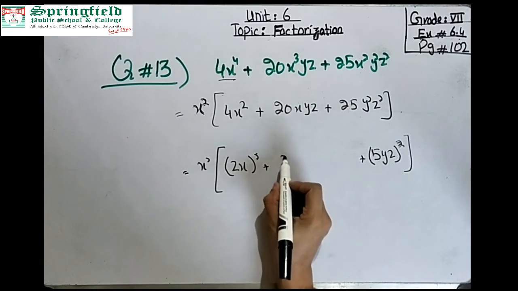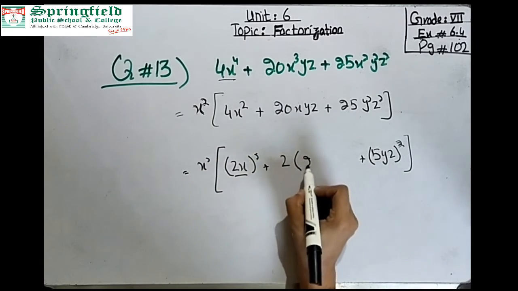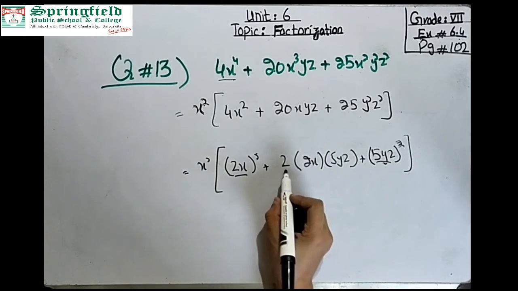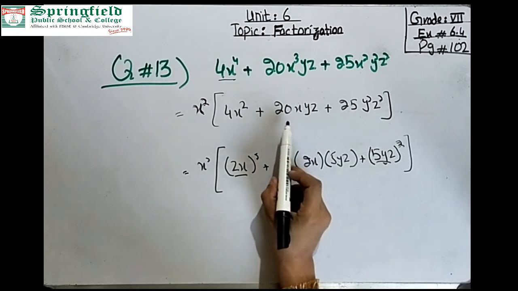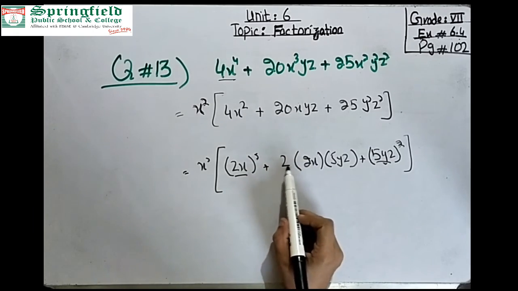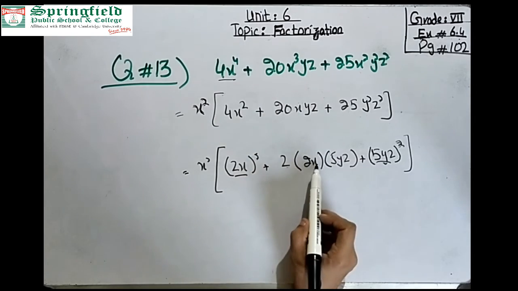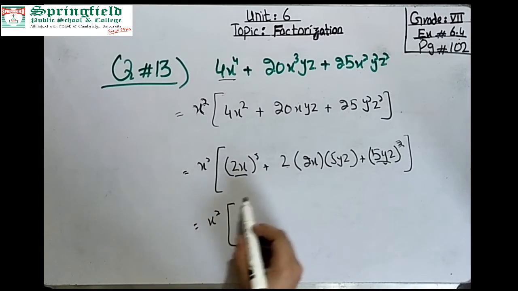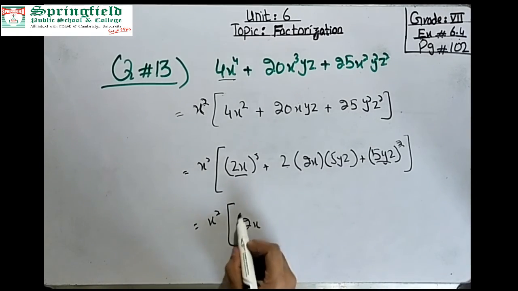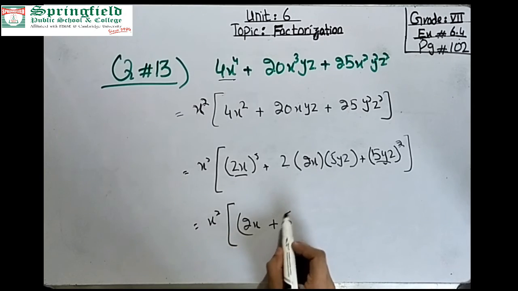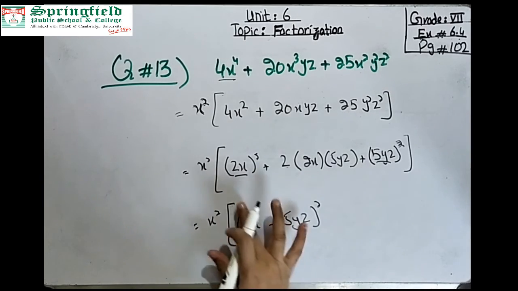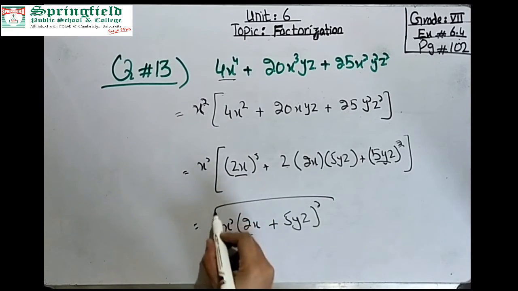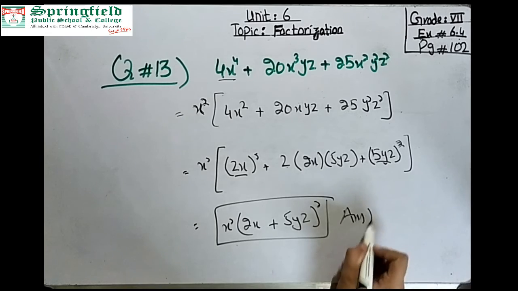And the middle term is 2ab, 5yz. And the multiplication of all the terms must be equal to the middle term. So 2 2s are 4, 4 5s are 20, 20x, y, z. Now close the formula: a plus b whole square. Fine? And this is your final answer. Understood, beta?